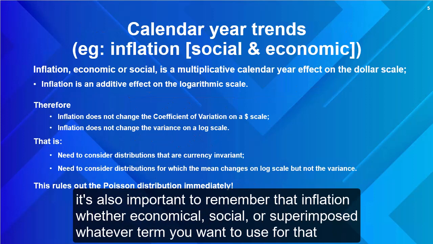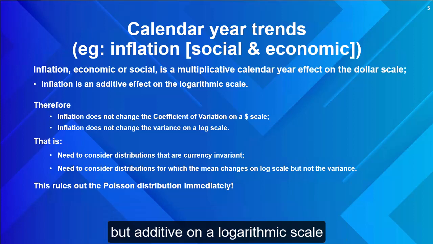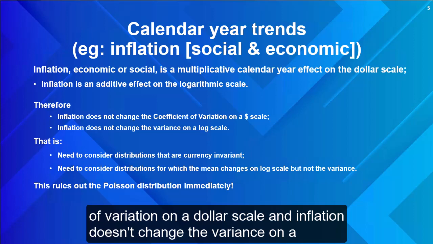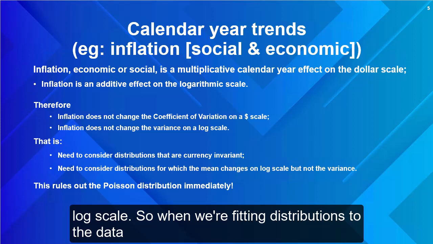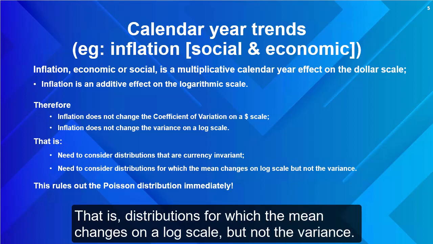And it's also important to remember that inflation, whether economic, social, or superimposed, whatever term you want to use for that non-economic inflation, is a multiplicative calendar year effect on the dollar scale, but additive on the logarithmic scale. And so there's a couple of points that come with that. Inflation doesn't change the coefficient of variation on a dollar scale, and inflation doesn't change the variance on a log scale. So when we're fitting distributions to the data, we need to fit distributions that are currency invariant. That is, distributions for which the mean changes on a log scale, but not the variance.